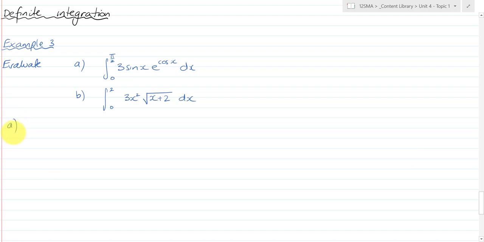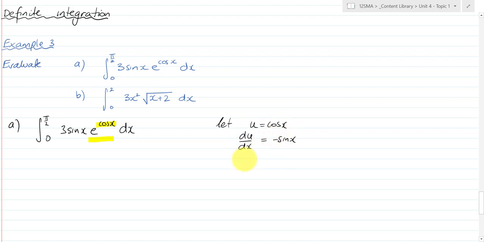For example 1, or we'll call it example A, we are integrating between pi on 2 and 0 of 3 sin x e to the cos x dx. So for my part, cos x is the u and e to the cos x is the more complicated function. So I'm going to let u equal cos x, which means that du dx is equal to negative sin x, which means that dx is equal to du over sin x, but it's negative. It looks like I've just expanded the fraction bar.